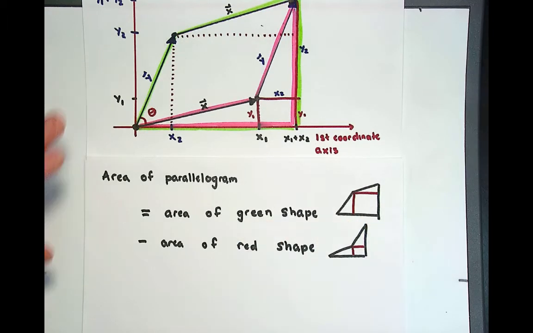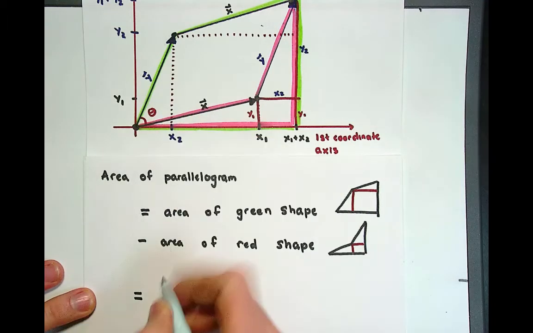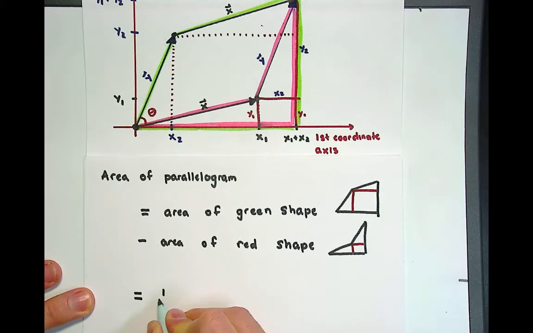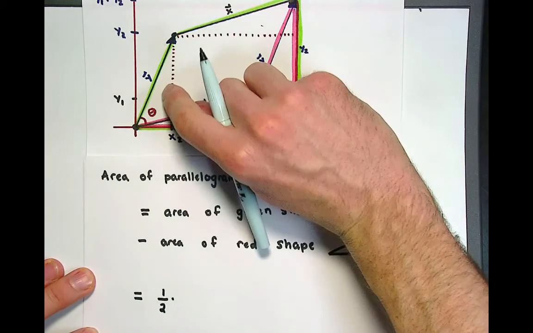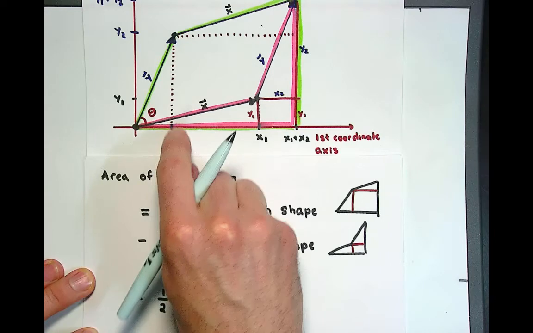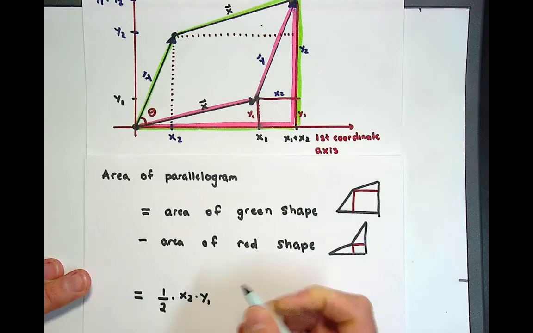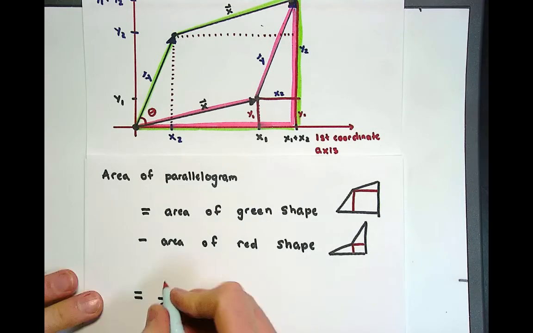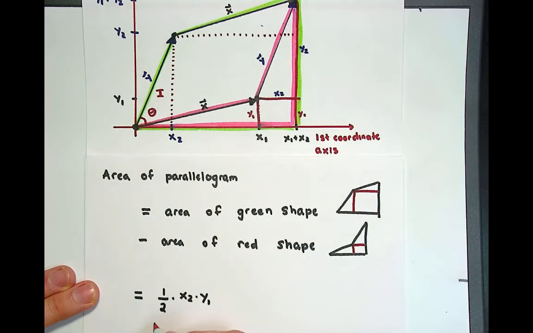Okay. Well, let's go ahead and start to quantify what these areas are actually measured by. So notice that the area of the green shape is going to be one half times base times height. Here we're going to first start in the green shape. We're going to start with this triangle right there, triangle number 1. So this is going to be one half base times height. The base is going to be x2. The height would be y1. So that's the first triangle, the area of triangle 1.